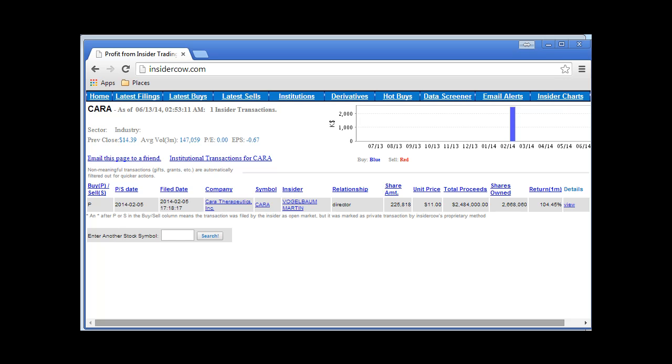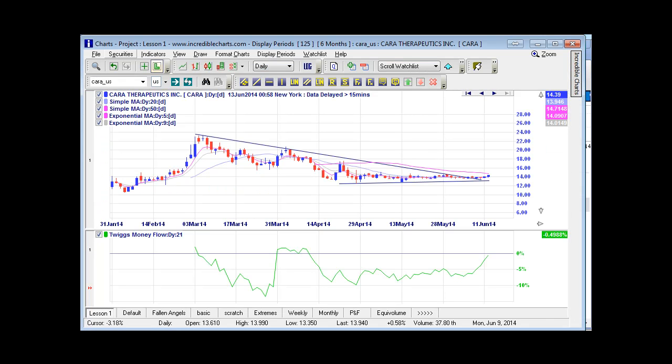Now, if we relate that to the chart, Mr. Martin Vogelbaum bought at a great time because it continued to rally almost 100% up to $22 plus over the following weeks, and that wasn't a reason to sell. He's still holding by the looks of the insider transaction, so that was a vote of confidence for the stock's appreciation in the future, and you can see that potentially we're getting another opportunity to take part in that.